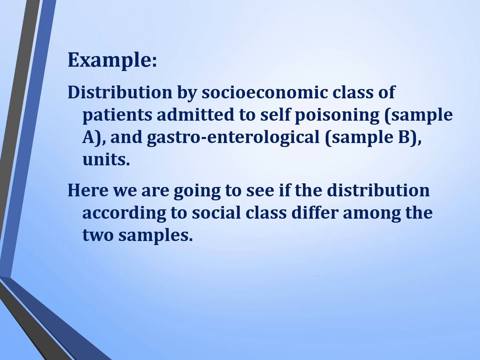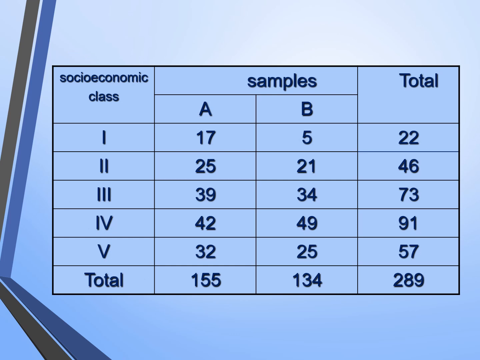An example on chi-square test. Distribution by socio-economic class of patients admitted to self-poisoning, sample A, and gastroenterological, sample B units. Here we are going to see if the distribution according to social class differs among the two samples. The data of this example are shown in this table.